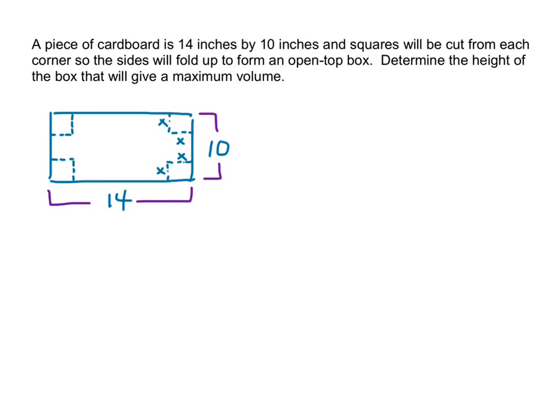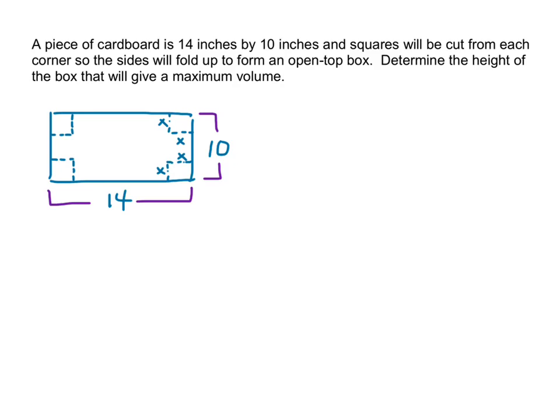Here we have a classic volume problem where we will find the maximum volume of a box that is formed from a sheet of cardboard of 14 inches by 10 inches, and we will cut corners out where the shape of each corner will be a perfect square. We don't know the dimensions, so we will label each square as x by x.